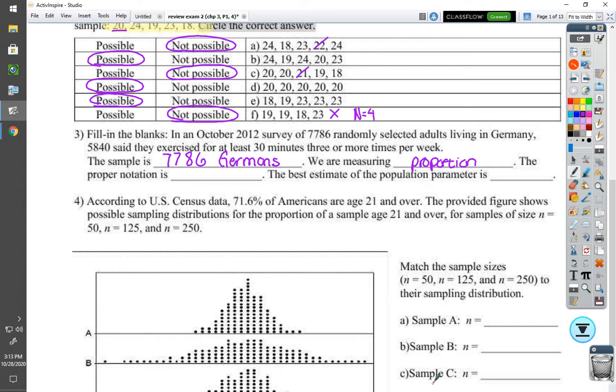The proper notation is p-hat, because remember what we're doing is we're taking 5,840 of them and dividing them by 7,786. The proper notation here is p-hat, and the best estimate for this particular population is 0.75. Again, how do I get that? I take the 5,840 and I divide it by the 7,786, and that leads me to the proportion of 0.75.